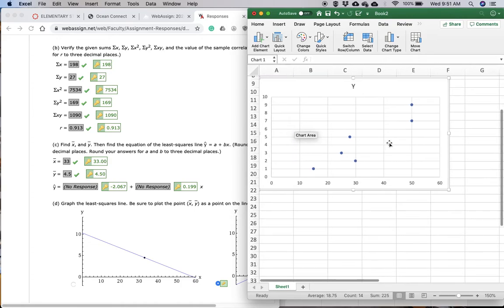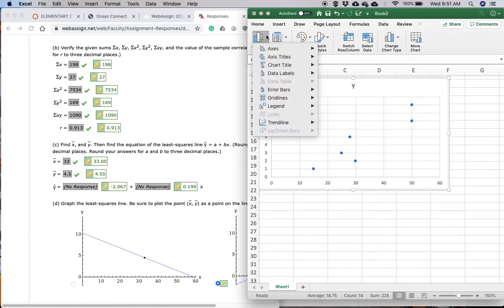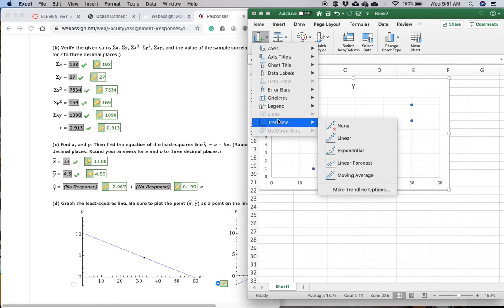Now we have to figure out what our least squares regression line is, which ironically would also give us our correlation coefficient. So in order for us to figure this out, we go back to our Excel spreadsheet right here, and we hit a feature called Add Chart Element. And then we scroll down to where we see Trend Line, and you want to click on Linear.